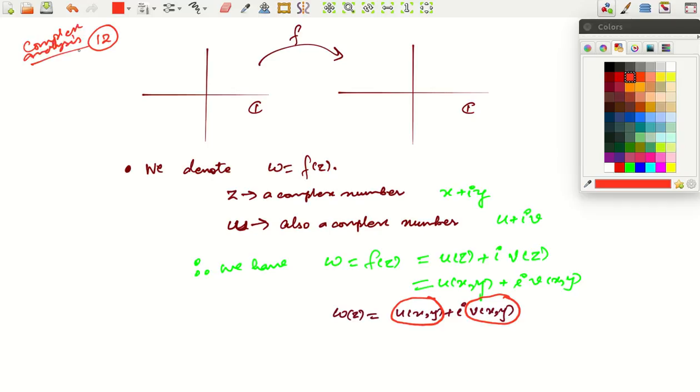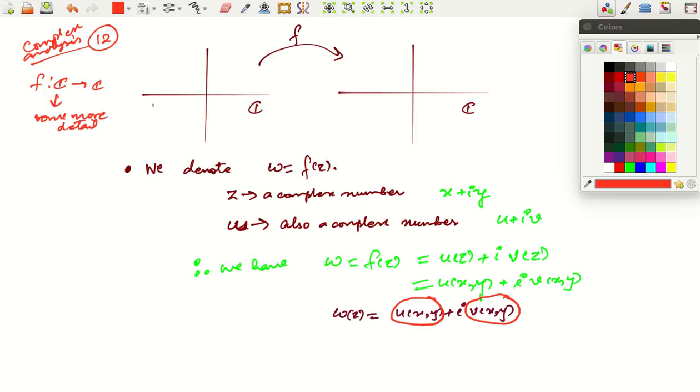In the last video, the 11th video, we defined a function from the complex plane to the complex plane, right? Now we will look at this function in some more detail. That is the aim of this video. So basically we want to have a clearer look at the function from the complex plane to the complex plane. Okay, so let us see.